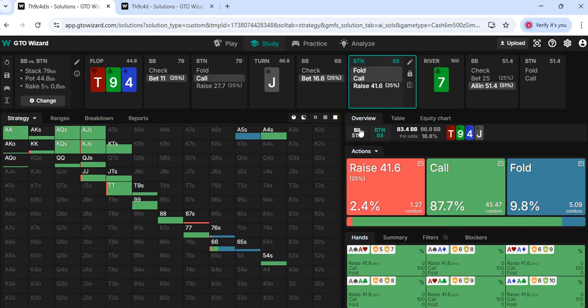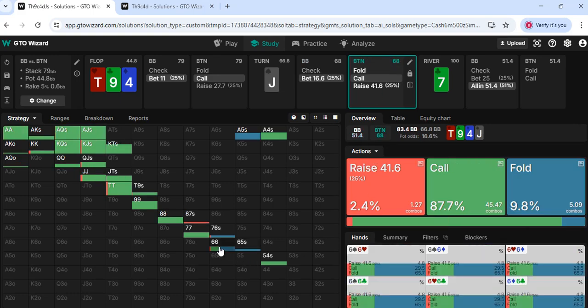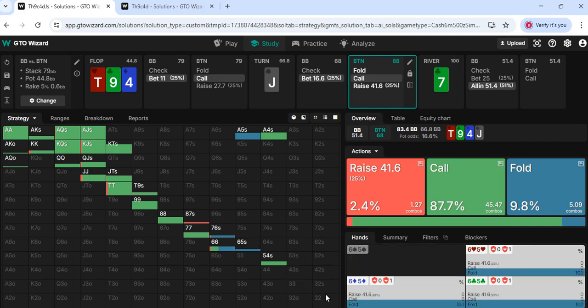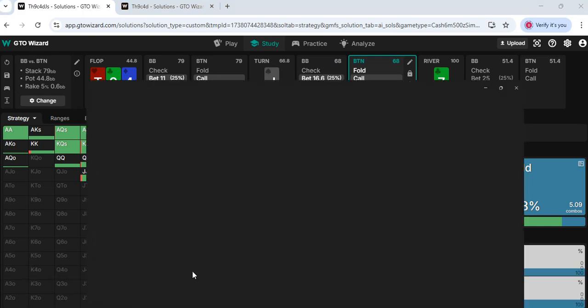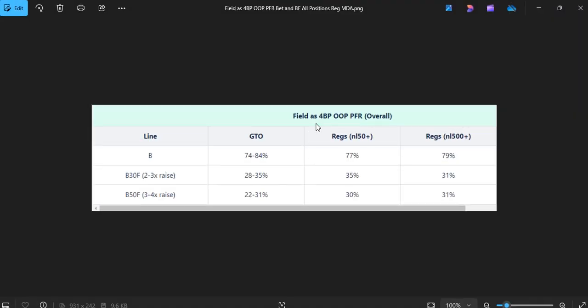And again, with our sixes, well, now it's going to be mixed, but we have to go to MDA. First, I want to show you C-bet frequencies for flop MDA in 4-bet pots for the out of position pre-flop raiser. We see the field as the 4-bet pot out of position pre-flop raiser. This is cold 4-bet and all 4-bets, so everything is mixed together.